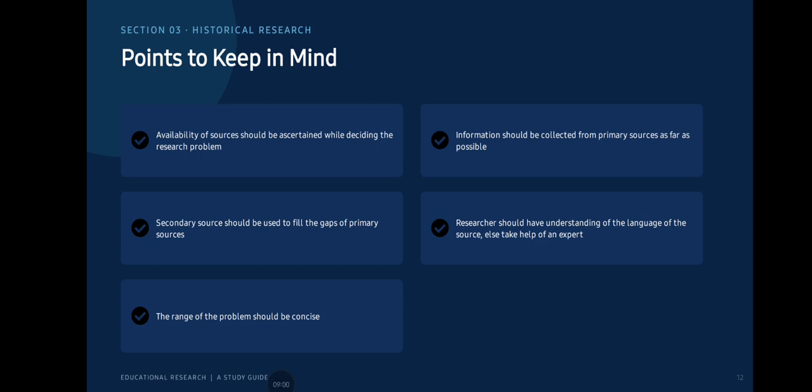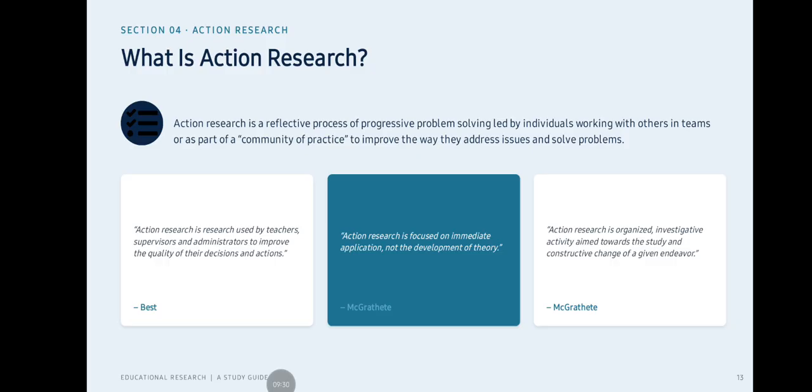Points to keep in mind. Availability of sources should be ascertained while deciding the research problem. Secondary sources should be used to fill the gaps of primary sources. The range of the problem should be concise. Information should be collected from primary sources as well as possible. Researchers should have an understanding of the language of the source, else take help of an expert.